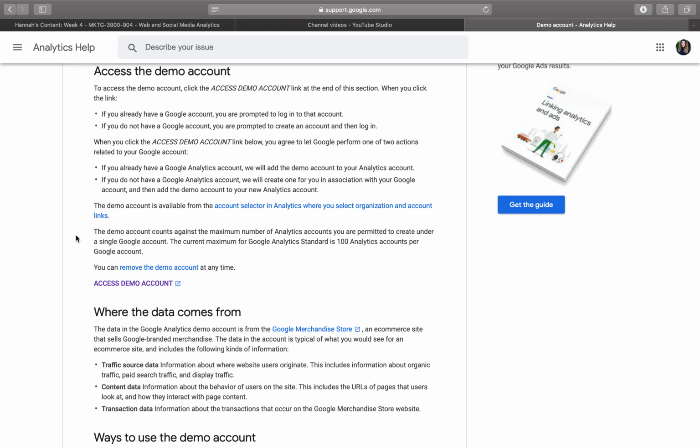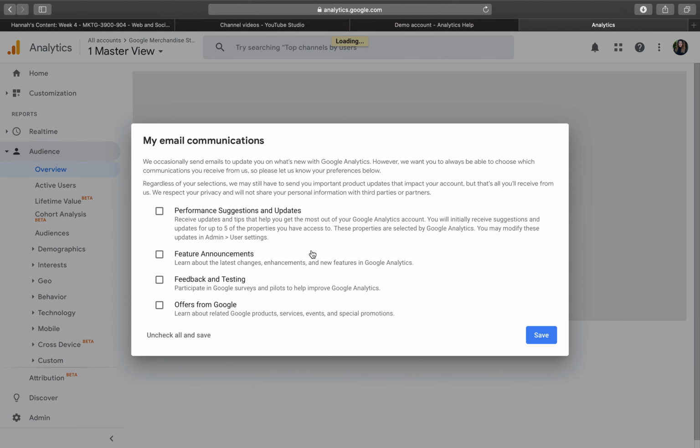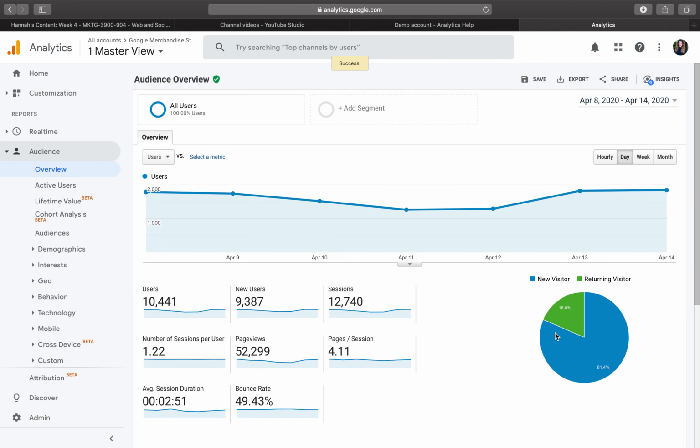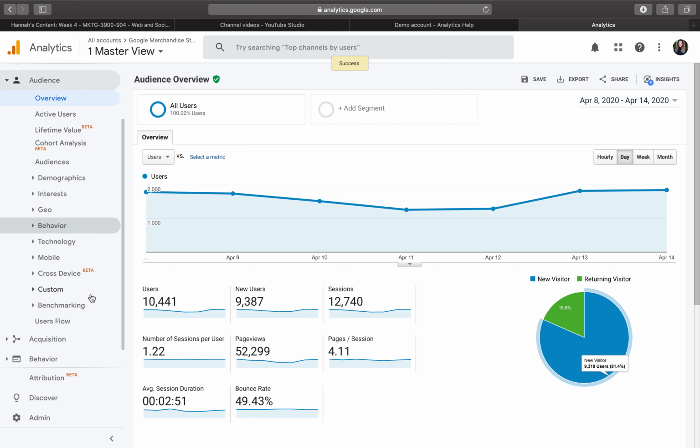And so I want to just take it a little bit further and apply that more onto the Google Analytics side. So, as normal, go ahead and access the demo account. It's going to load, it's obviously going to do this little communications, hit save, and you're on the master view. This week we're going to be looking at two different things: interest and benchmarking.